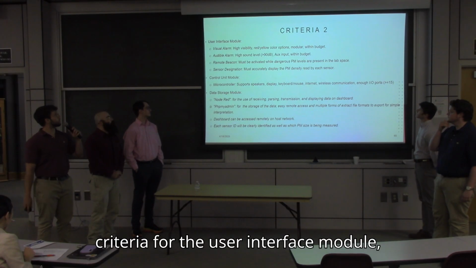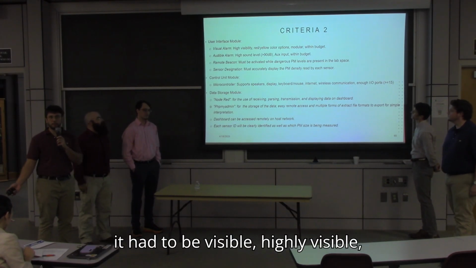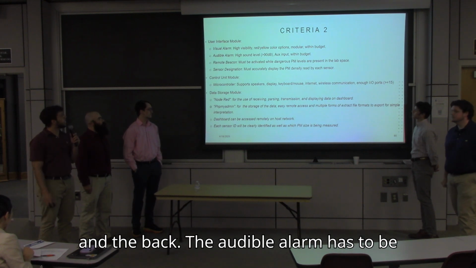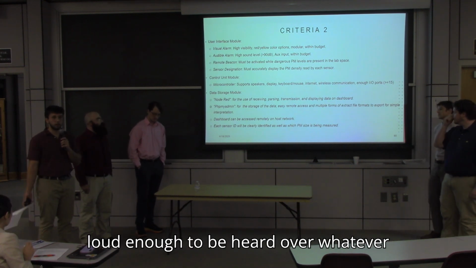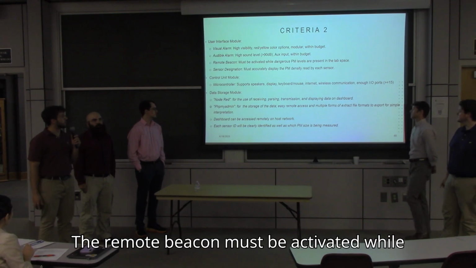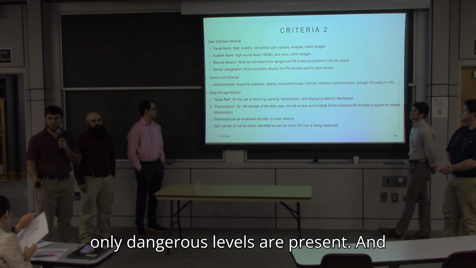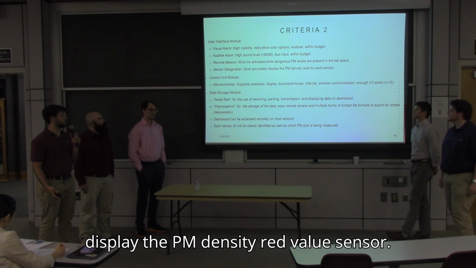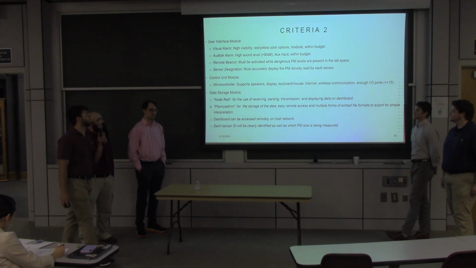So the criteria for the user interface module: it had to be highly visible from anywhere in the room, no matter whether they were facing the front or the back. The audible alarm had to be loud enough to be heard over whatever equipment they're running at that time. The remote beacon must be activated only while dangerous levels are present. And sensor designation had to accurately display the PM density read by each sensor.